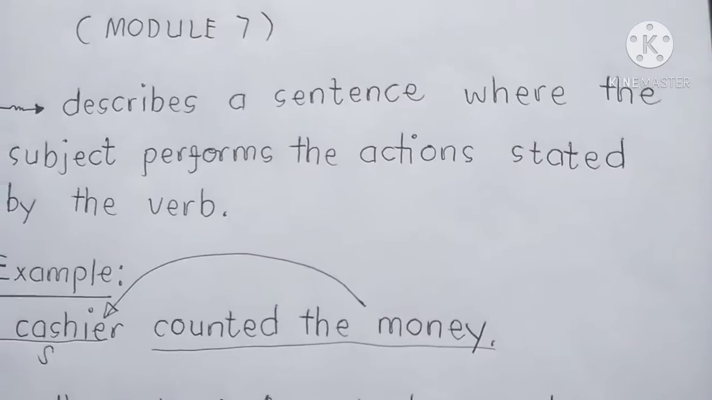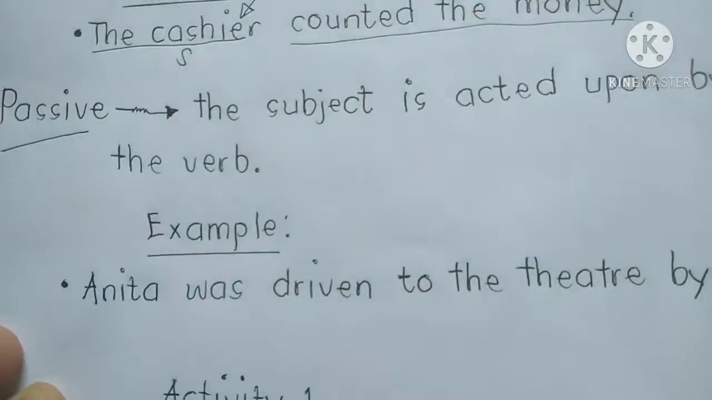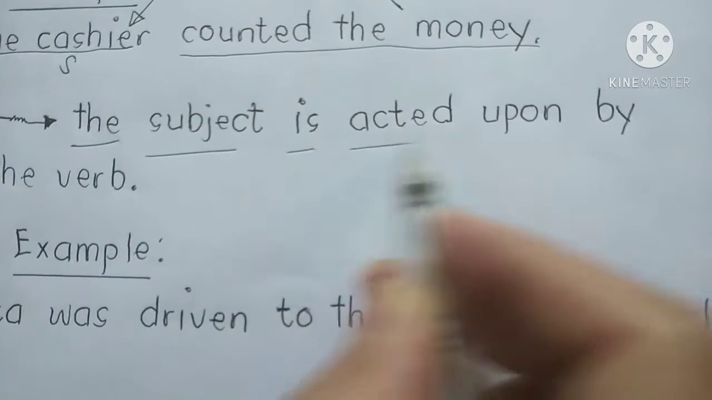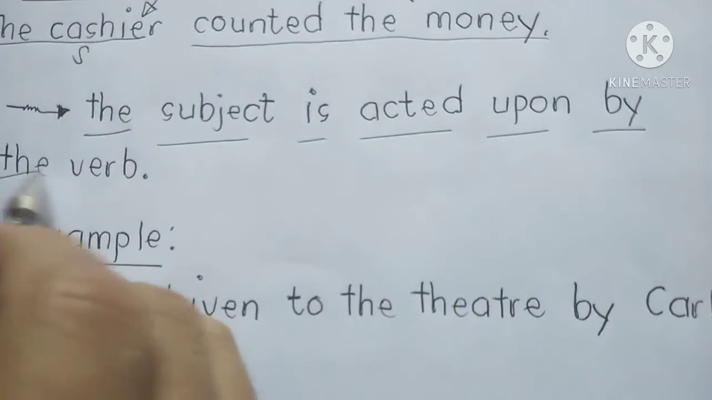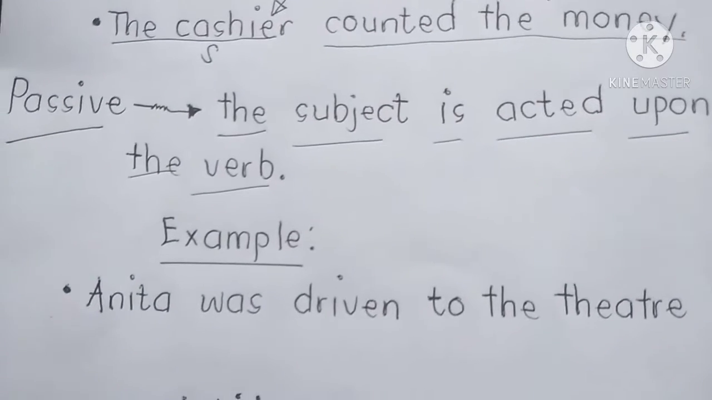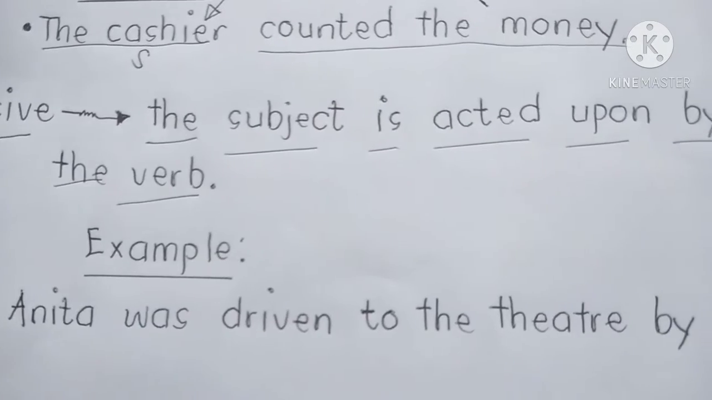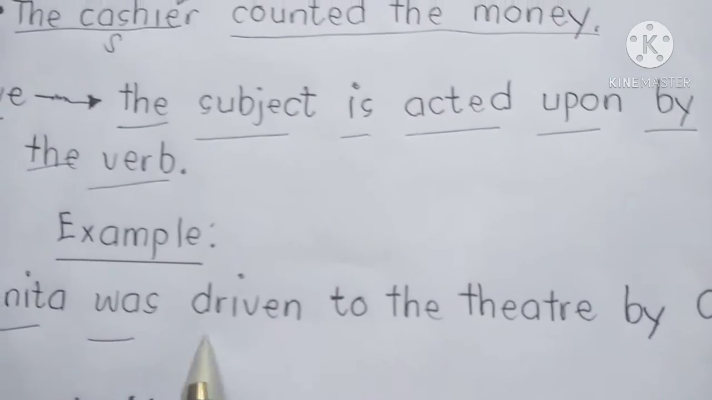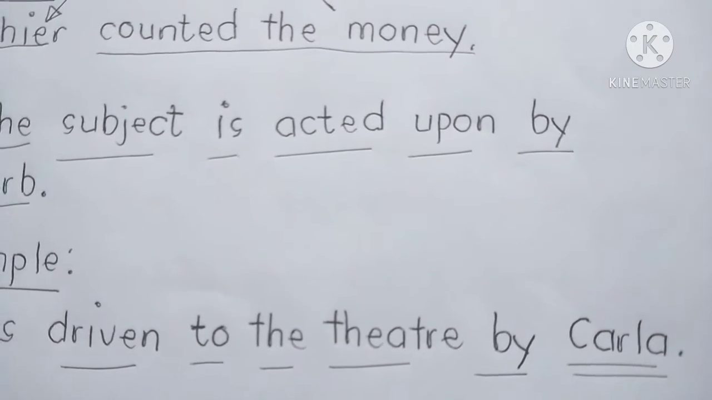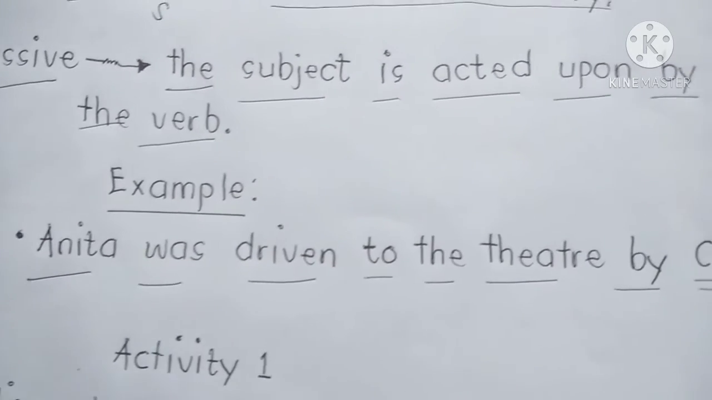Now, we're going to proceed to passive voice. What is passive? We're going to unlock first the definition. Passive means the subject is acted upon by the verb. To be short, my dear students, that means it was acted upon by the verb. Okay? So say for example, Anita was driven to the theater by Carla. So that is in the passive voice form.